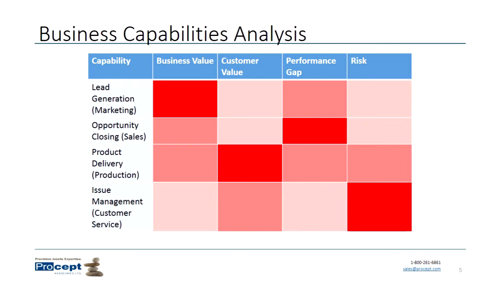So that's really what business capability analysis is about. Identifying the capabilities, assessing them on those 4 criteria: business value, customer value, performance gap, and risk, and then producing some kind of visual that we can use to guide our strategic planning.